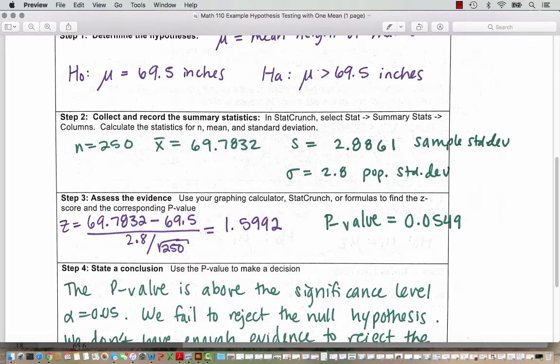So now we're going to assess the evidence. You could use a calculator, you could use StatCrunch, you can use formulas to find the z-score and the corresponding p-value.